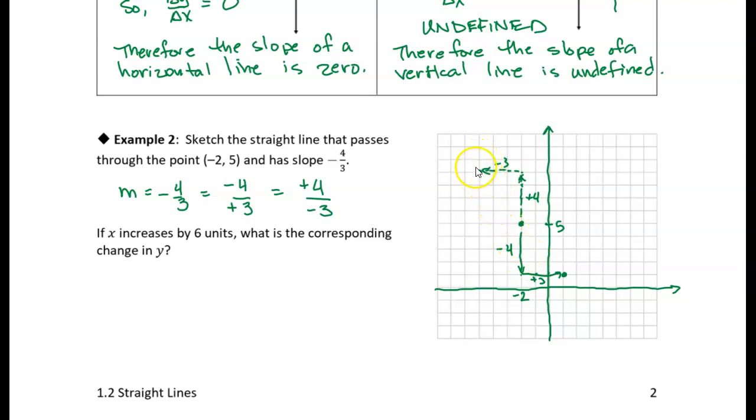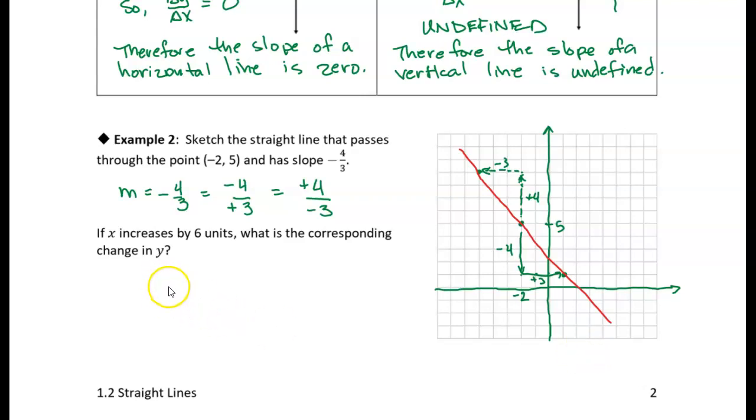And so I can just, let me actually switch colors here. It might be easier to see. It's a little hard to draw a line with this pen, but I'll try to do the best I can. There we go. Straight enough. Well, there's my line. I've sketched the line that passes through -2, 5 and has a slope of -4/3. All right, let's take a look at this other question here.